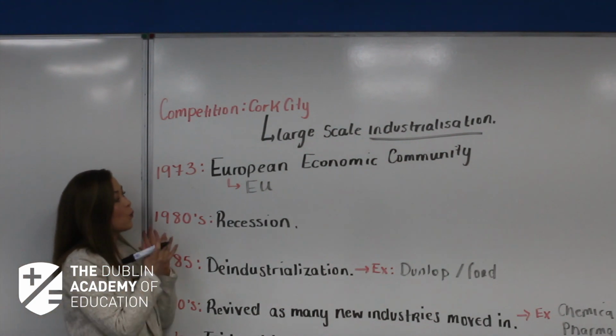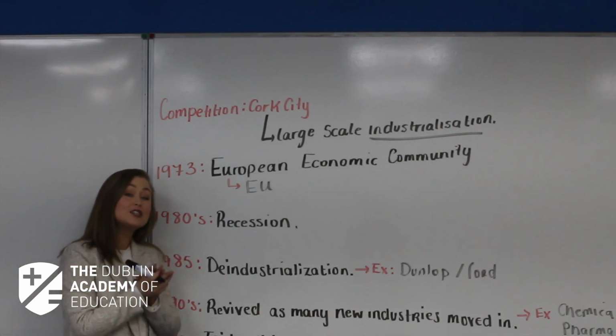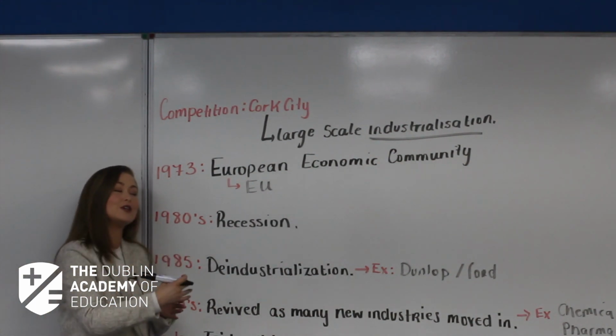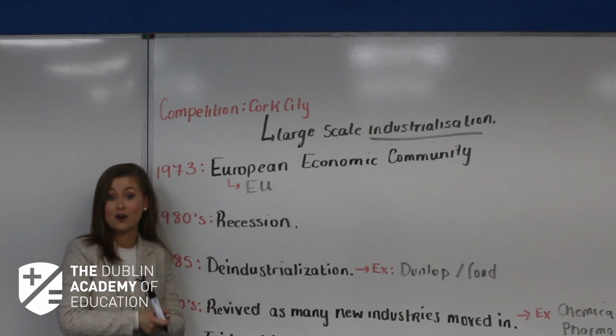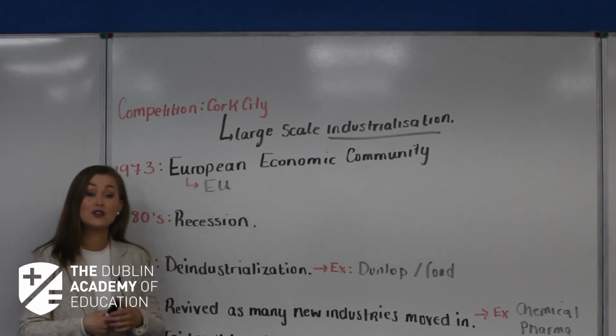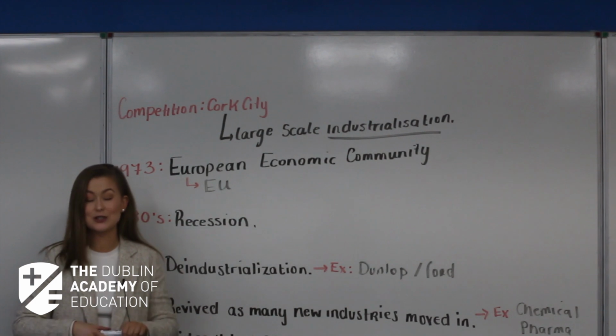That's just one example of a region of industrial decline. That's your competition. That's a region which went into industrial decline as a result of competition from outside of Ireland. So that's just one example of a region of industrial decline. A really likely question for 2020, and it hasn't been seen since 2015.